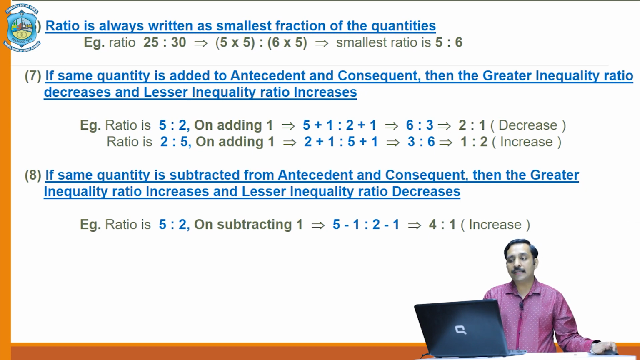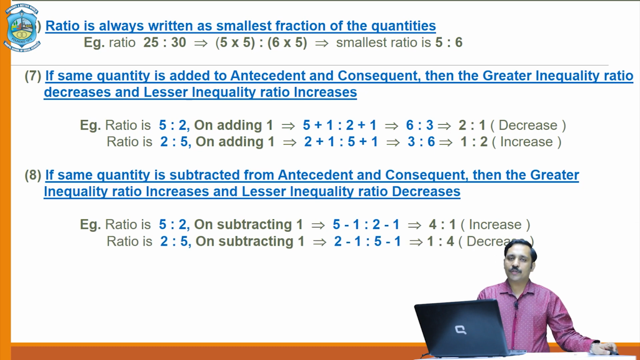That means this increases. Now if we have a ratio 2 is to 5 and on subtracting 1, we have 2 minus 1 and 5 minus 1, that is 1 is to 4. If I see the trend, here we divide 2 by 5, my answer is 0.4. And if I divide 1 by 4, my answer is 0.25. Hence, this lesser inequality ratio has decreased.